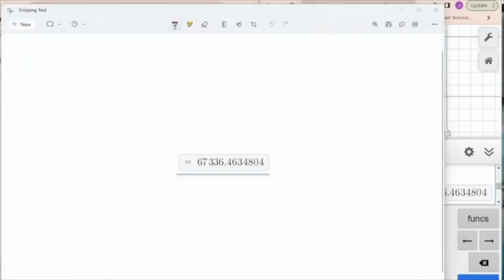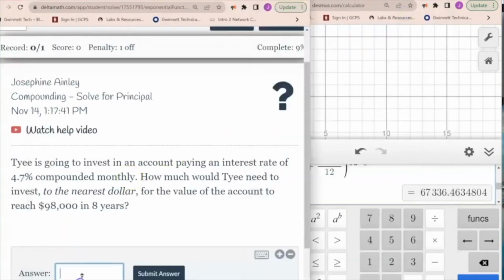So no cents. Nearest dollar means no cents at all, right? So this is my cutoff point. There's as many dollars as I have. I look at this number here, 5 and above, add 1 more, 4 and below, just ignore. So this is 4 and below, so you're just going to ignore. So the answer is 67,336.